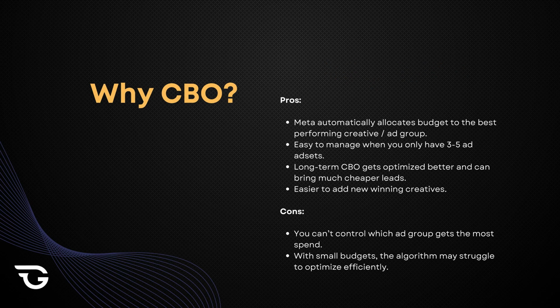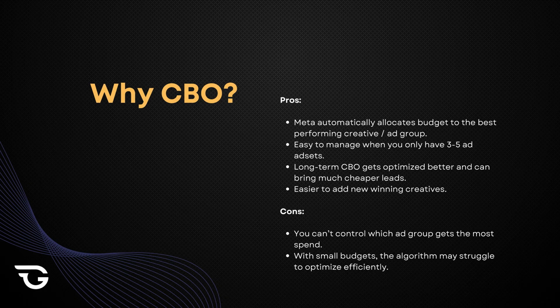Next, let's look at campaign budget optimization, or CBO, and why you'd use it. The pros about CBO is that Meta automatically allocates your campaign budget to the best performing creatives or ad group within that campaign. It can be easy to manage, especially when you only have 3 to 5 ad sets in the campaign. And long term, CBO often optimizes better and can result in cheaper leads. It's generally easier to add new winning creatives into an existing CBO campaign.